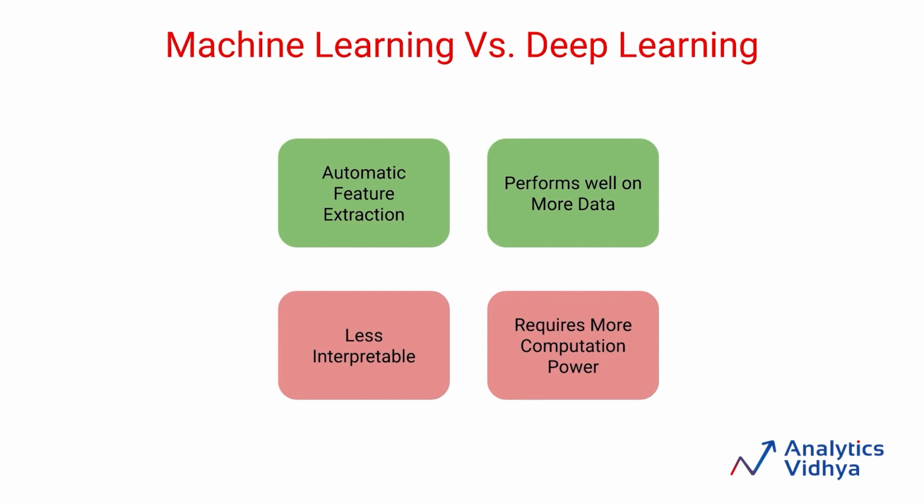So in summary, these are some of the important differences between deep learning and machine learning. While deep learning extracts features automatically and usually improves as we provide more data, it ends up being less interpretable and requires a lot more computational power compared to machine learning.